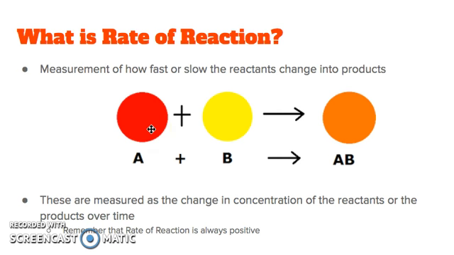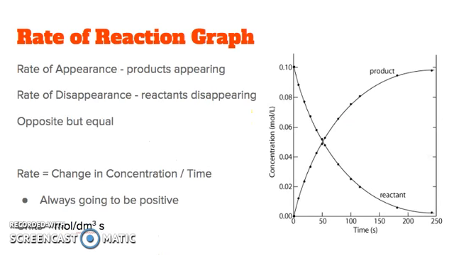I'll explain more clearly once we have a diagram on, but one thing that it's important to remember is that the rate of reaction is always positive. So no matter if in your calculations you get a negative number, you always have to change it to positive because the rate of reaction will always be positive. So rate of reaction graphs. This will actually make it easier to grasp the idea of rate of reaction.